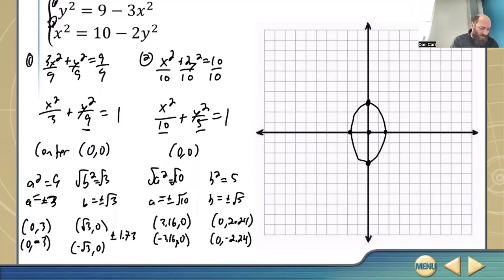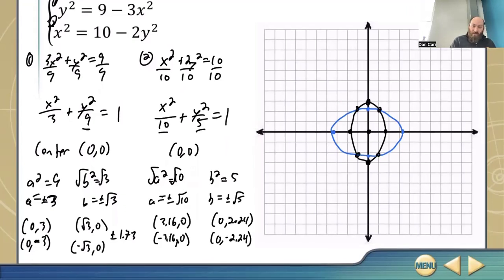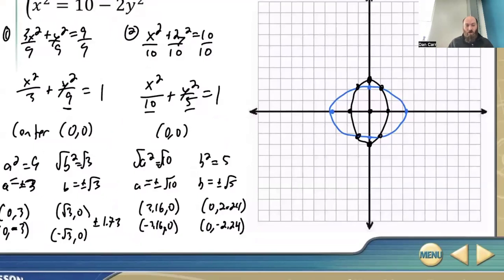So I've got 1, 2, 3, and a little bit extra. 1, 2, 3, and a little bit extra. 1, 2, and a little bit extra here, and then right here. So we can see graphically, we're going to cross 4 times. My solutions are going to be here, here, here, and here. Okay. So in a case like this, I can't do this by hand. You're going to have to go to some kind of technology.